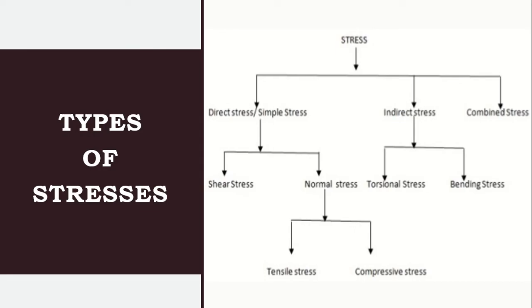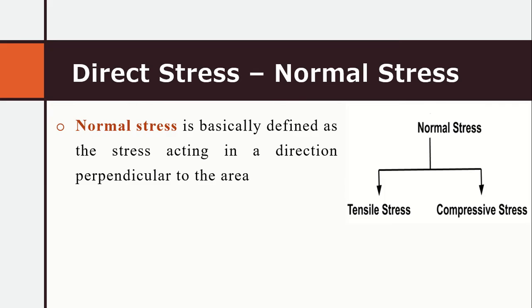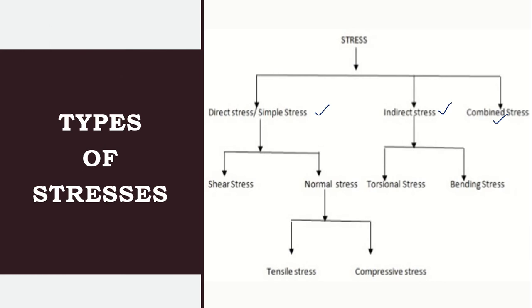Okay. Next, coming to the different types of stresses. We have various types of stresses depending upon the way the load is falling on the surface. So basically the major broad classification is of three types. We have direct, which is also called simple stress, we have indirect, and we have combined. Direct stresses are again of two types: normal stresses and shear stresses, whereas normal stresses are again classified into tensile and compressive. Indirect stresses are of two types, torsional stress and bending stress, and combined stress will be the combination of any of the cases.